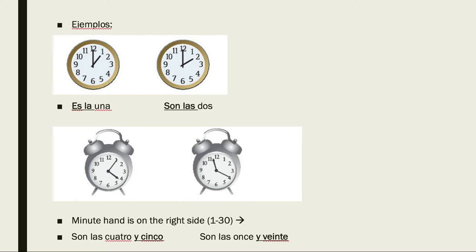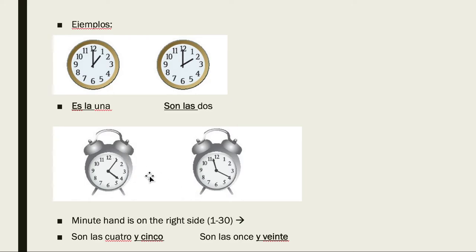So starting off, just to state that if it's 1 o'clock, 2 o'clock, and so forth, you can see here in this example, the clock's pointing at 1 o'clock, so we would start with es la and una, es la una. For 2 o'clock, we'd start with son las, and then 2 in Spanish, dos, son las dos. So in these two examples, you can see the minute hand is on the right side of the clock, or from minutes 1 to 30.